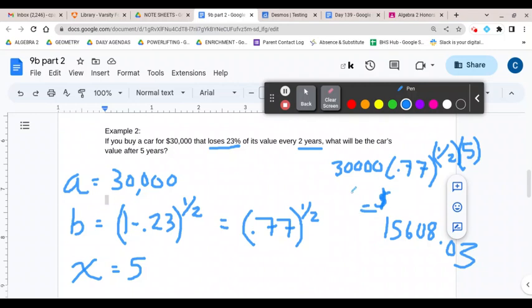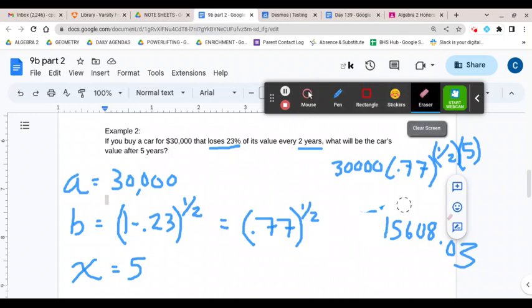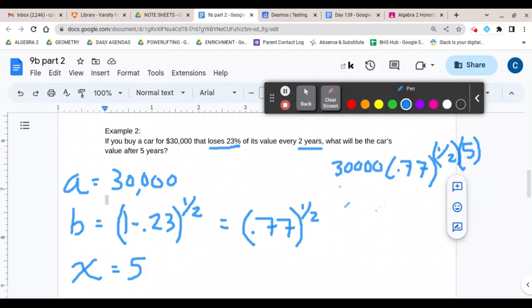All right, so our final answer, let me rewrite this in a spot that's better. So we calculate this down and we have $15,608.03. Okay. So as simple as that.